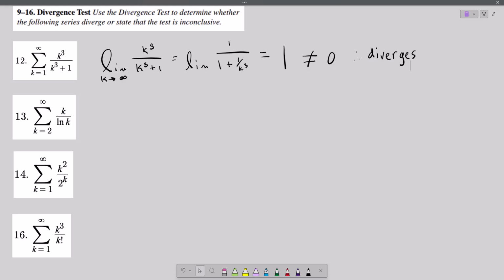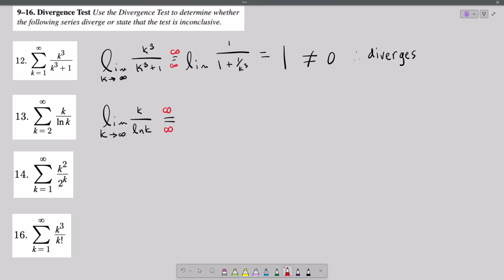So now we're going to take a look at this one. So we're going to take the limit of k over natural log of k as k goes to infinity. And the first thing I notice is that this is indeterminate, just like the one up here is indeterminate. So when something is indeterminate, you have to do something. So with the top one, I divided everything by the highest power of k, and then we reevaluated. For this one, that's not going to work.